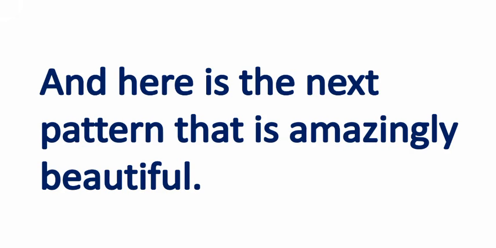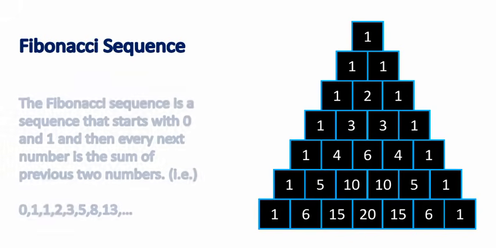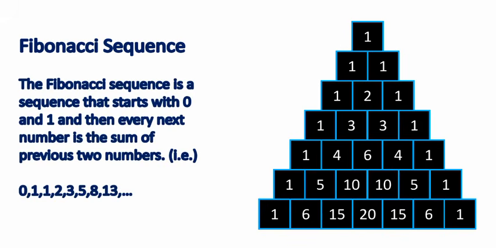And here is the next pattern that is amazingly beautiful. It is about the Fibonacci sequence. What is the Fibonacci sequence? The Fibonacci sequence is a sequence that starts with 0 and 1, and then every next number is the sum of the previous two numbers. That is 0, 1, 1, 2, 3, 5, 8, 13, and so on is the Fibonacci sequence.